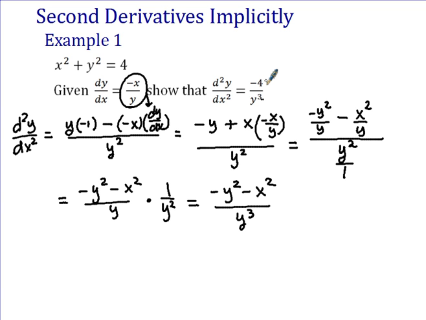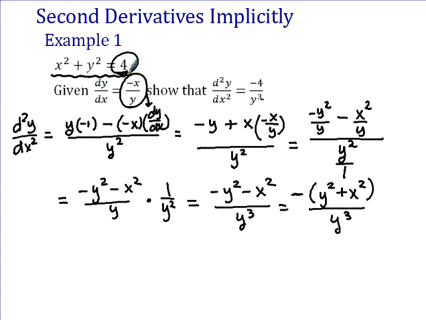Go back to your original equation, x squared plus y squared equals 4. And then look at what we have in the derivative, negative y squared minus x squared. So what I'm going to do is factor out a negative on the top, and that would make that y squared plus x squared. If I factor the negative out to the front, still over y cubed. And y squared plus x squared is equal to 4. So this equals negative 4 over y cubed, which is the answer that we were looking for.